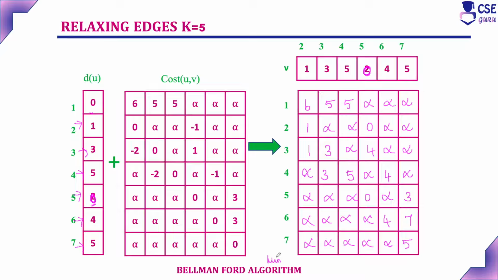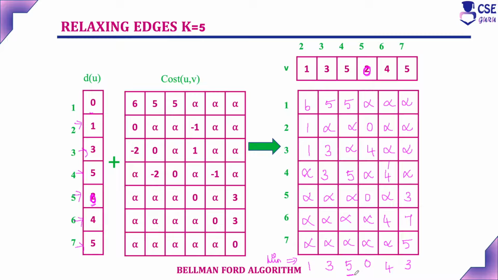So from this we need to find the minimum one. For vertex 2, minimum value is 1. For vertex 3, minimum is 3. For vertex 4, minimum is 5. For vertex 5, minimum is 0. And for vertex 6, minimum is 4. For vertex 7, minimum is 3 now. Okay, so 1, 3, 5, 0, 4, 3. So this is the shortest distance we got at the 5th iteration. So one more iteration, we need to relax the edges, that is n minus 1 times.